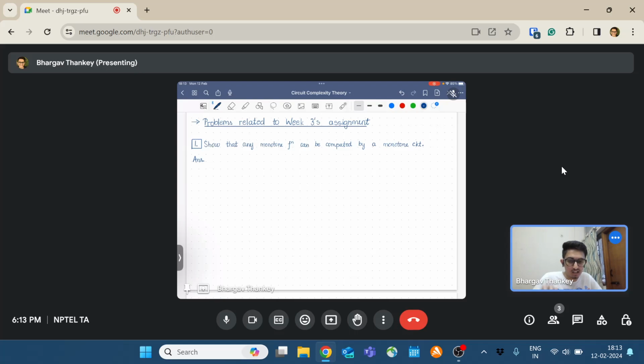The way we are going to construct it is as follows: for every B such that f of B equals 1, we are going to have an AND gate corresponding to that B. That AND gate is going to do the following. For some i in 1 to n, if Bi is 0, then one of the children of that AND gate would be not Xi. And if Bi is 1, then the child would be Xi, right?